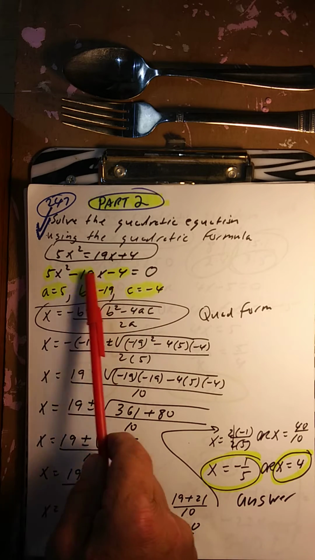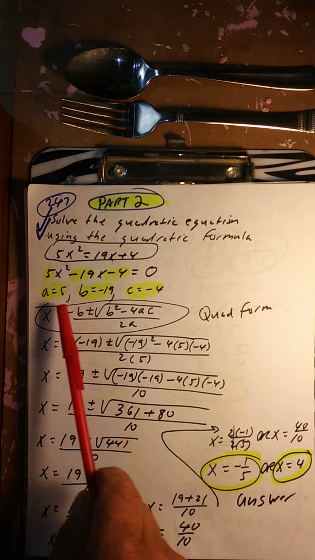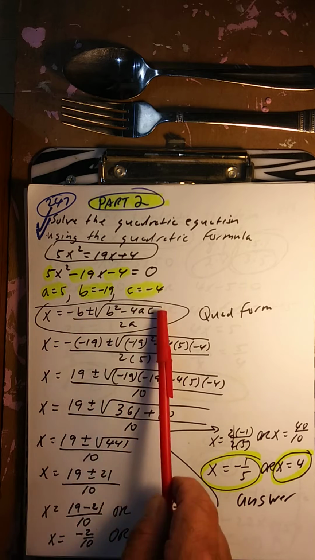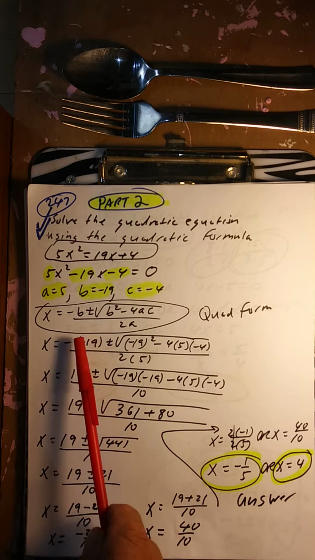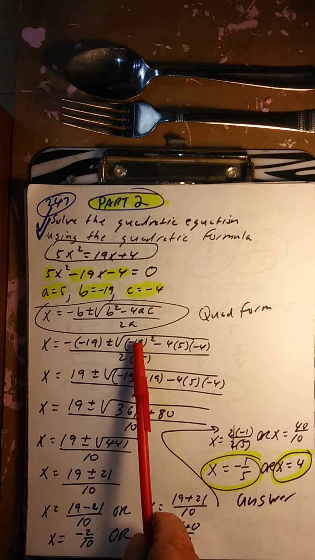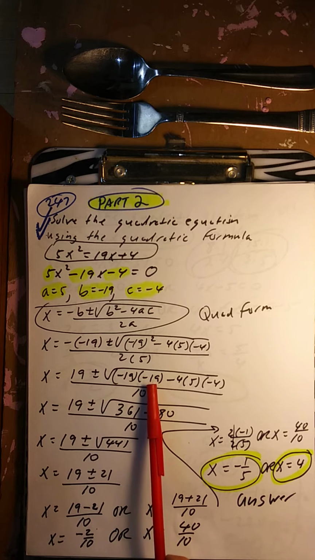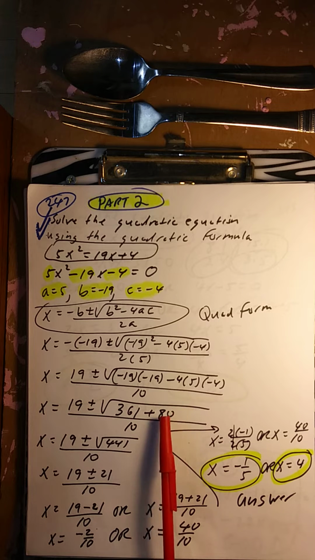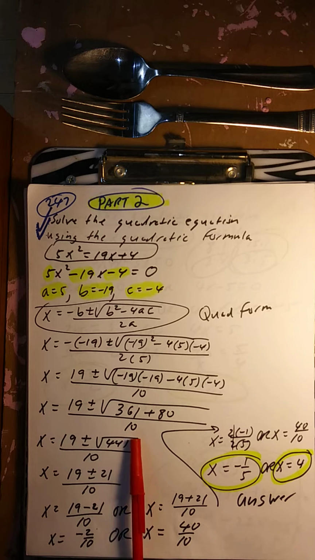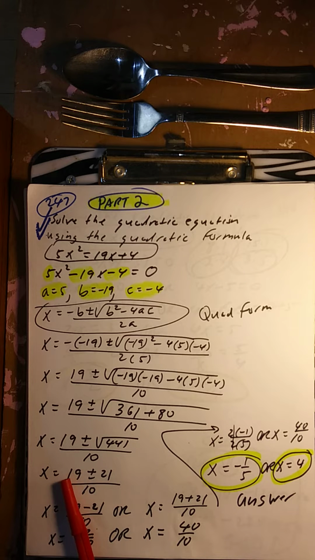Rewrite it first. A, B, and C. There's A, there's B, there's C. Put them in the formula. There's the numbers for the formula. Now, negative of negative is a positive. And negative 19 squared means negative 19 times negative 19. Copy this. So we have 19 plus or minus the square root of 361 plus 80 over 10. And that's going to be 441. Square root of 441 on your calculator, of course. It's going to give you 21. So 19 plus or minus 21 over 10.